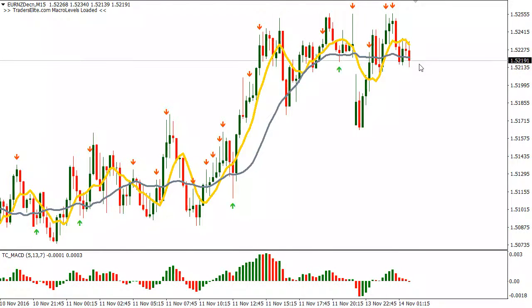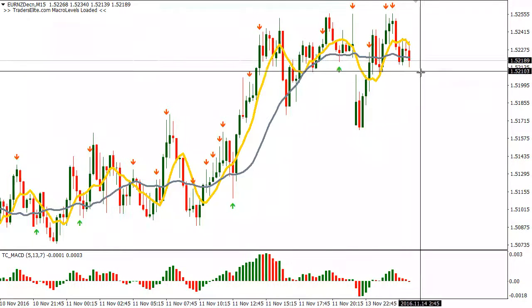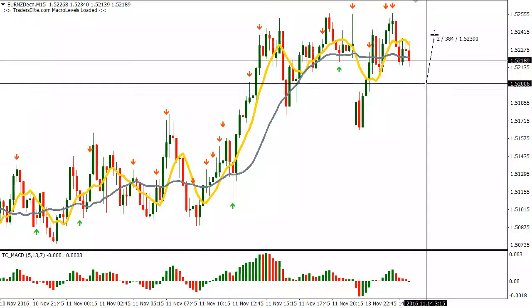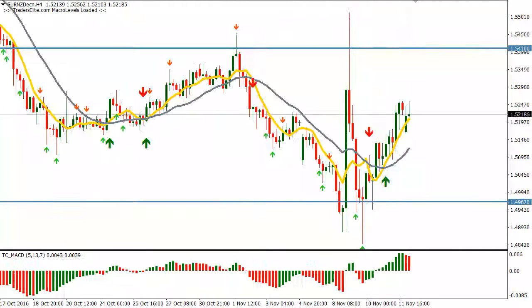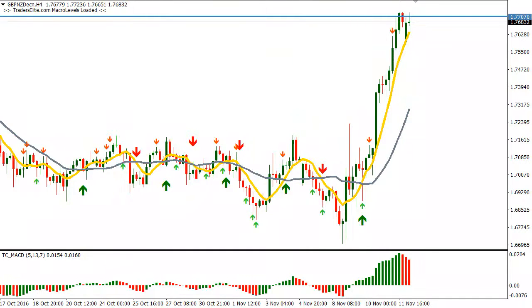See, even on a 15 bar trend trade, there's a good reward for the risk on that particular one.